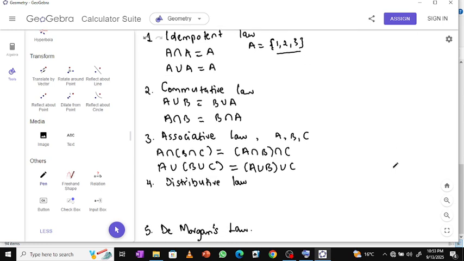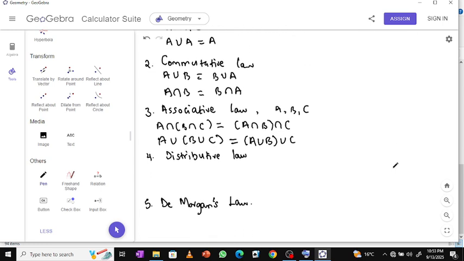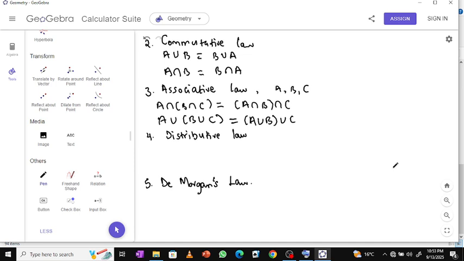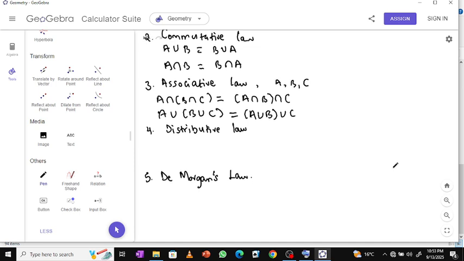Next, we are going to have our distributive laws. All these laws can be proven, but we're not going to prove them. That is left as an assignment for the reader. The reader can go ahead and prove all of them.